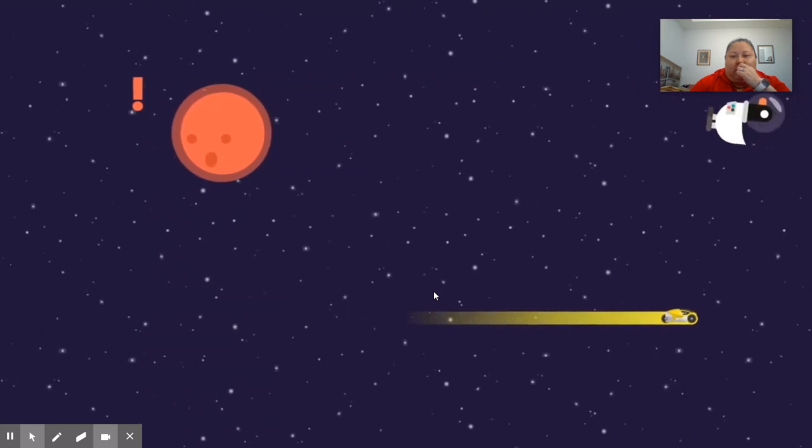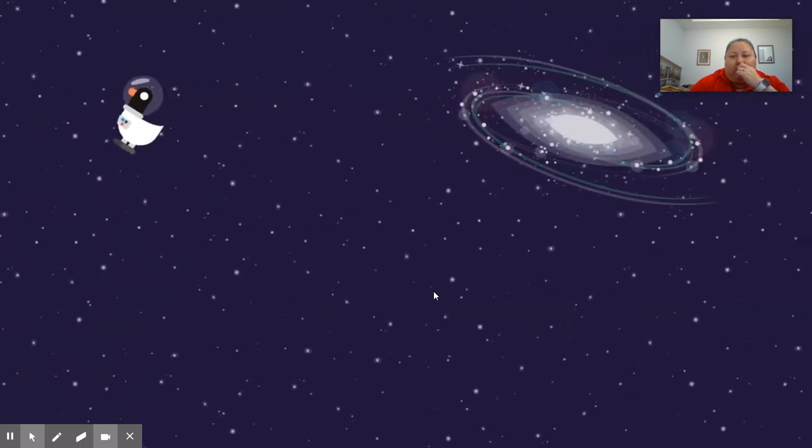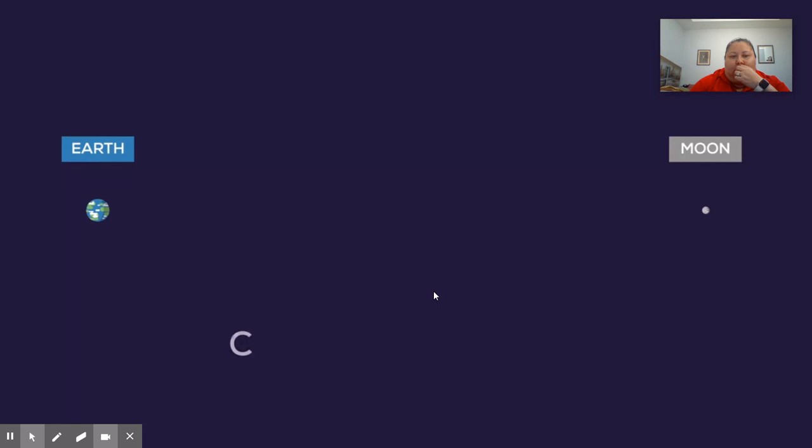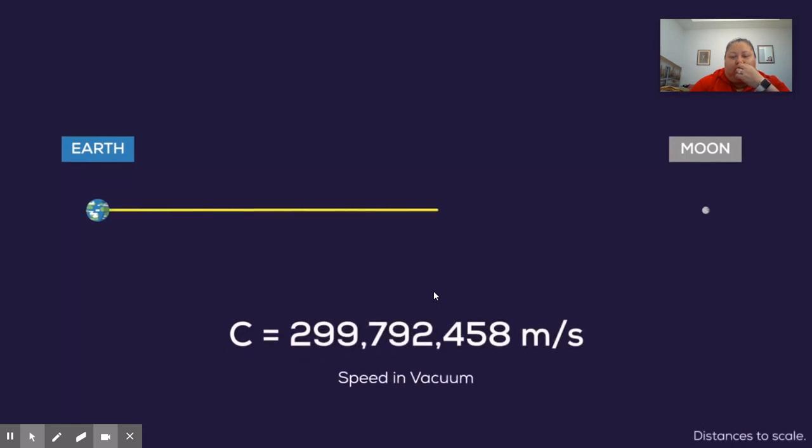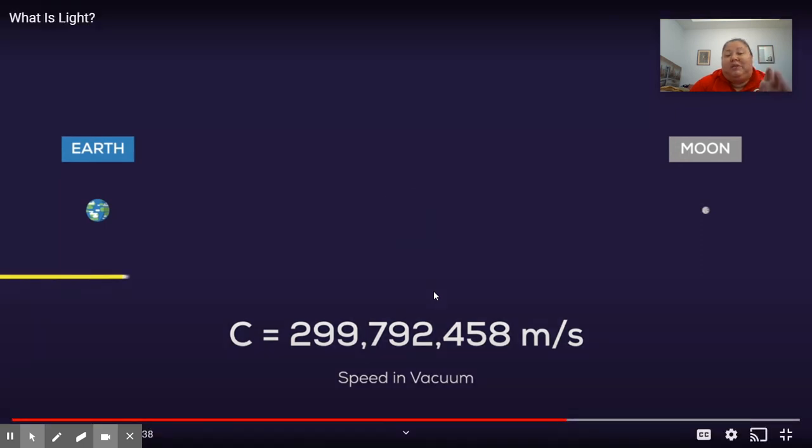Why, of all the things in the universe, is light the fastest thing there is? Let's change the question. What is the fastest way to travel through space in the universe? It's c, exactly 299,792,458 meters per second in a vacuum. This is the speed of light that we're talking about. 300 million meters in 1 second.